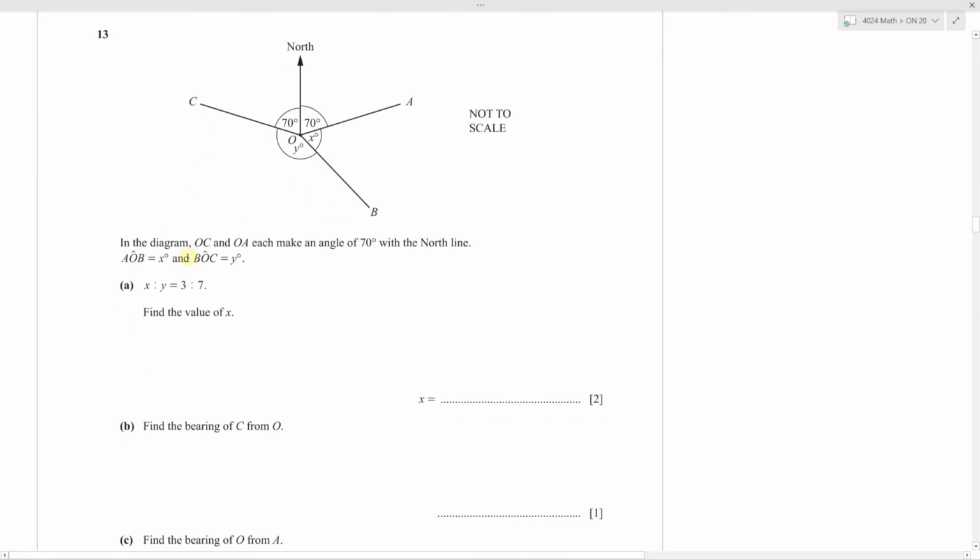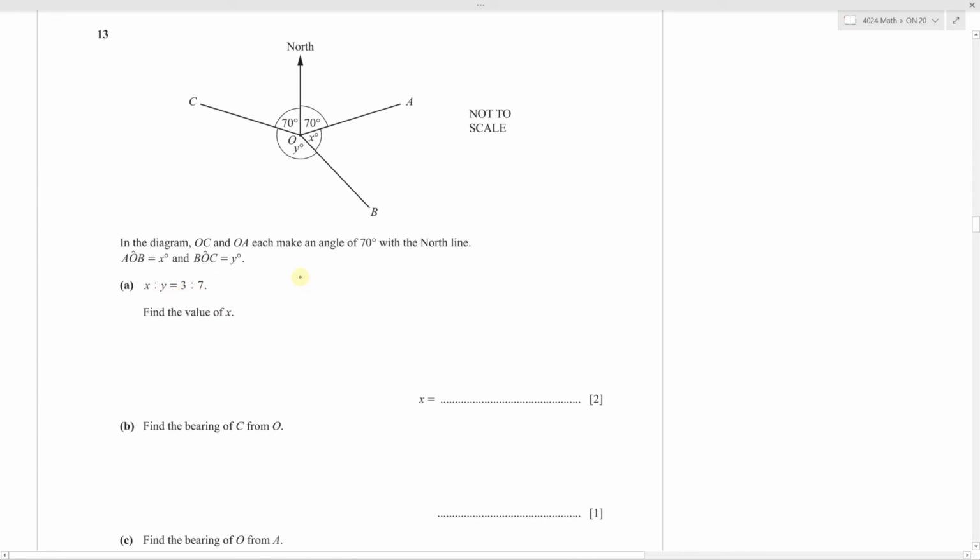Question number 13 is, in the diagram, OC and OA each make an angle of 70 degrees with the north line. AOB is X degrees, BOC is Y degrees. Part A: you're given X ratio Y is equal to 3 ratio 7. Find the value of X. So you're given this X ratio Y is 3 ratio 7.